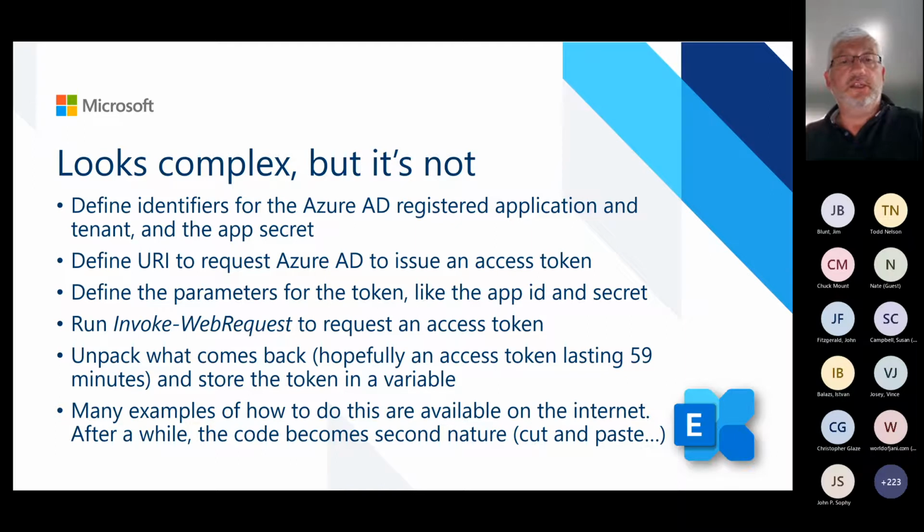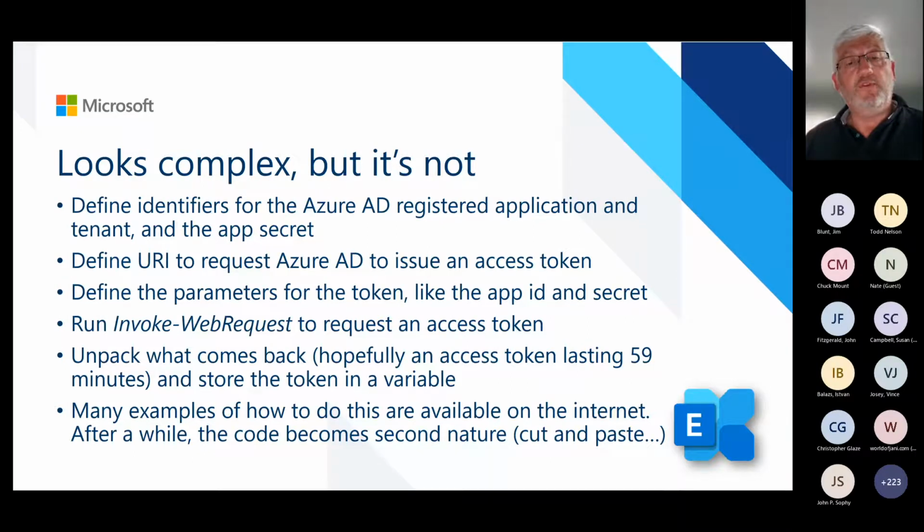So this is essentially what's happened. We've defined those identifiers for the registered app, the tenant, the app secret. Define the URI, define the parameters, run a web request, unpack, come back, which is grand. Note that the access token lasts 59 minutes.